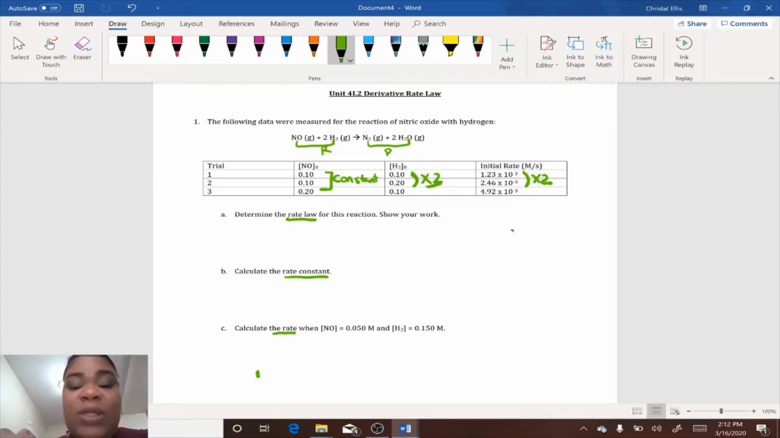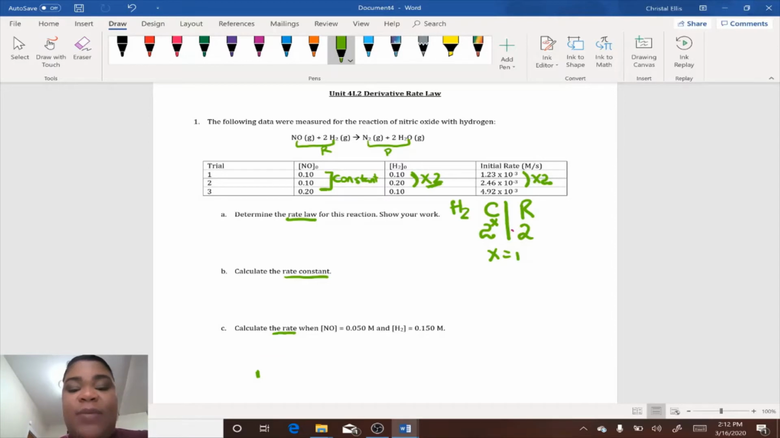So we would set up our concentration versus rate table, and we would take the 2 that is for H2 and ask ourselves, 2 raised to what power is equal to 2? X is equal to 1. 2 raised to the first power is equal to 2. So it means that the order for H2 is equal to 1.